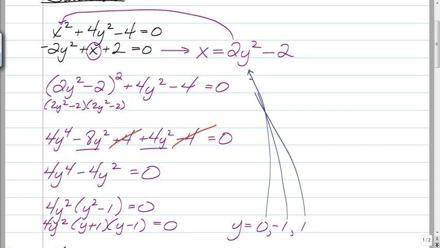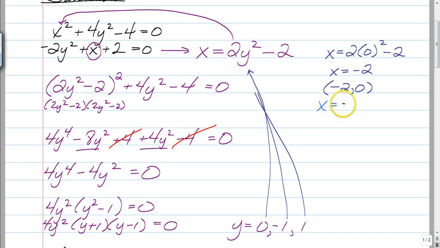All 3 of them. So that means we're going to have x is equal to 2 times, let's use 0 first, squared minus 2. So 0 squared is 0 times 2 is still 0 minus 2. So x is equal to a negative 2. Always write these as coordinates. So one of your solutions is negative 2, 0. We have to do it again. So this time we're going to substitute in the negative 1.